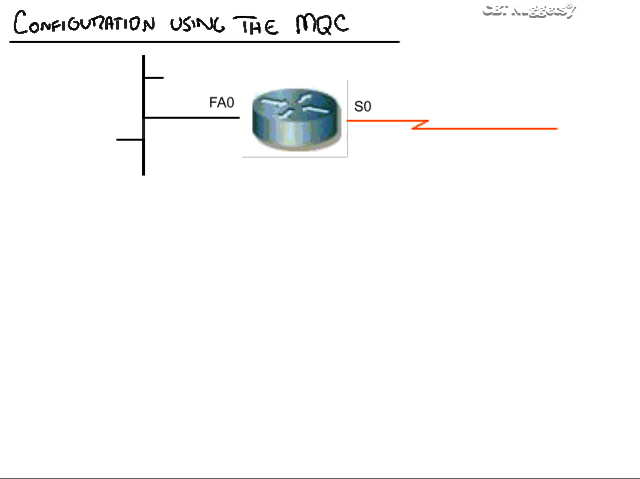The structure of MQC can never be demonstrated easier than on a live router and how these pieces fit together. So I'd like to take you right there. Configuration using the MQC. What I have right here is a router. It is a production router that we're going to be working on, so there's live traffic running through it. I have one incoming interface, Fast Ethernet 0, and I have one outgoing interface, Serial 0.